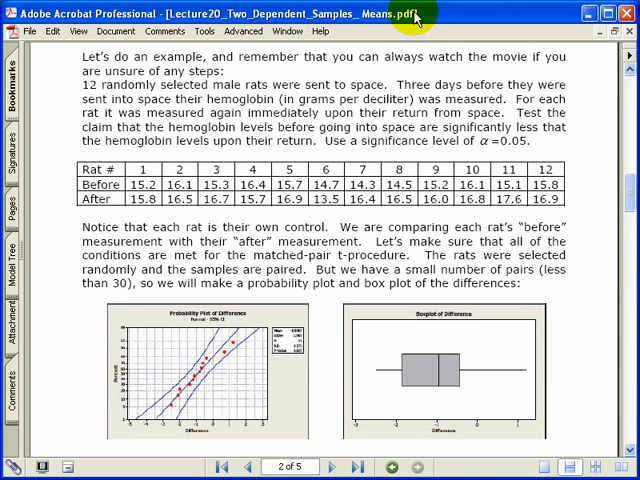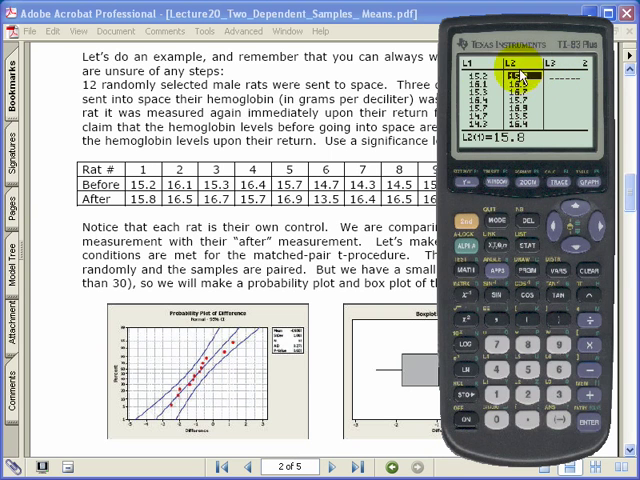So why don't you get out your calculator, hit the pause key on your movie, and enter in your data, and then once you're done, hit the play key and come back here. All right, are you back? Good. So you should have this: sample 1 in list 1, sample 2 in list 2.